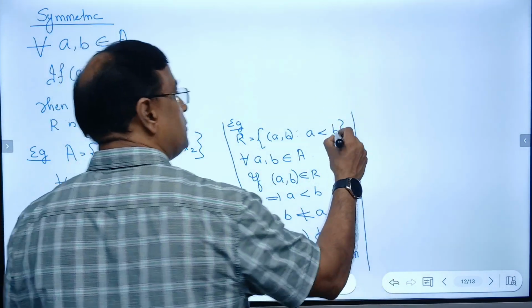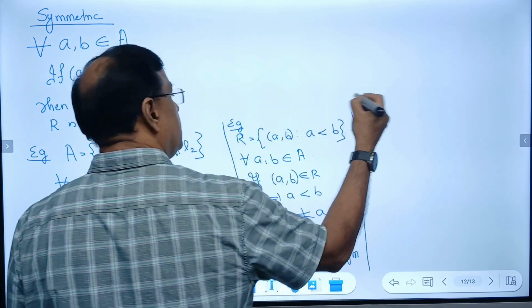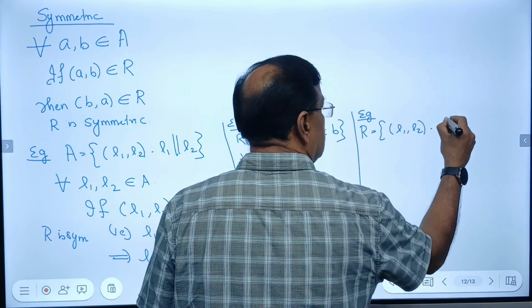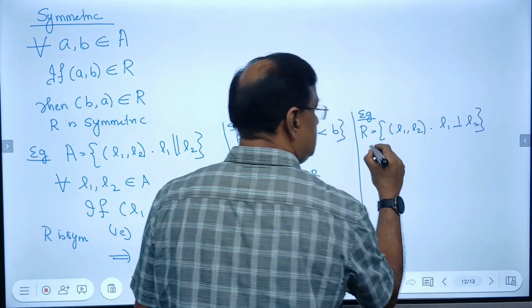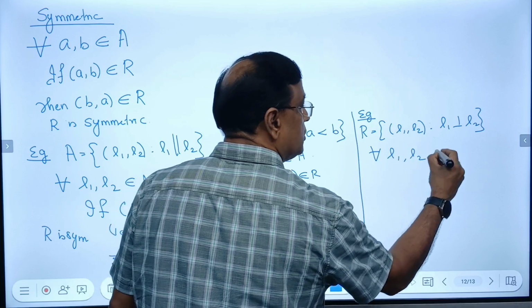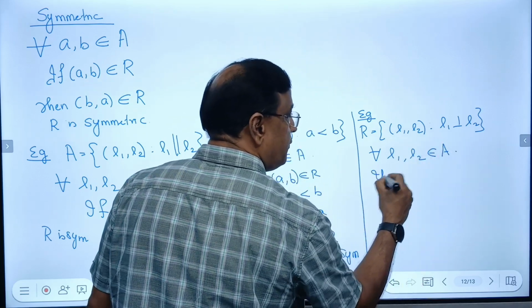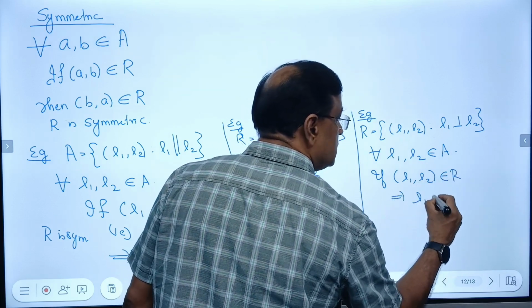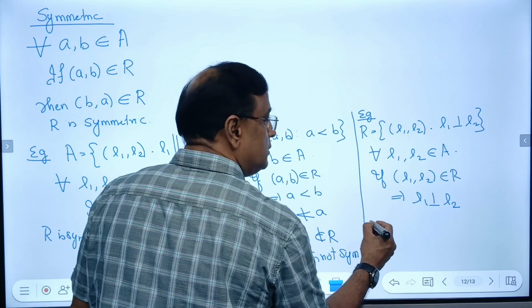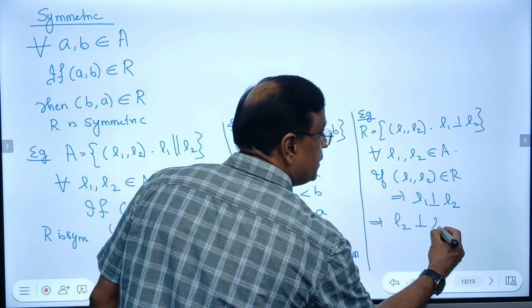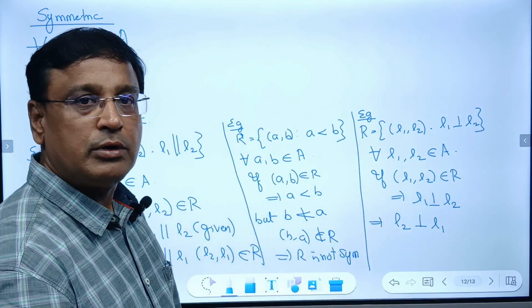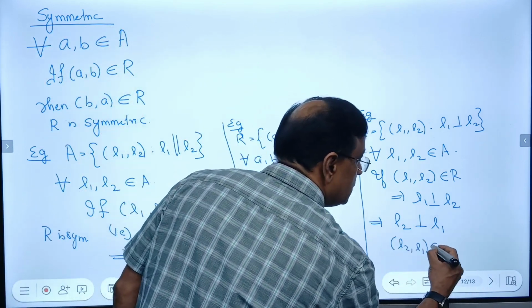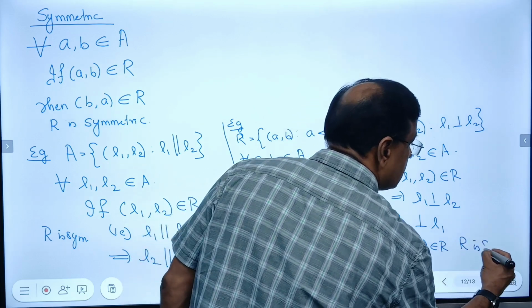Let me take the same example. What is that? Set of all straight lines in a plane, and I define the relation R as (L1, L2) such that L1 is perpendicular to L2. Now for every L1 and L2 belonging to the set A, if (L1, L2) belongs to R, that means L1 is perpendicular to L2. You know this implies L2 will also be perpendicular to L1. If line 1 is perpendicular to line 2, you can say line 2 is perpendicular to line 1. So clearly (L2, L1) also belongs to R. So R is symmetric.